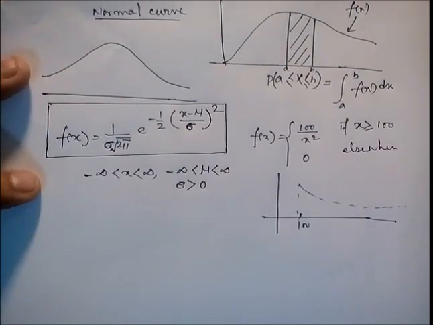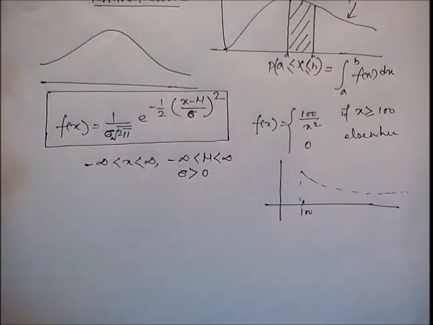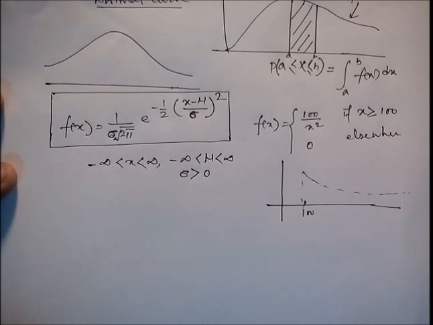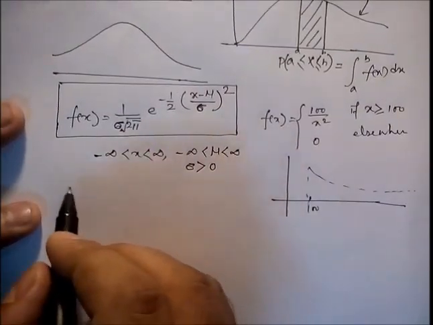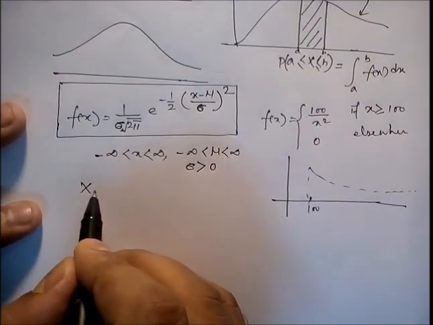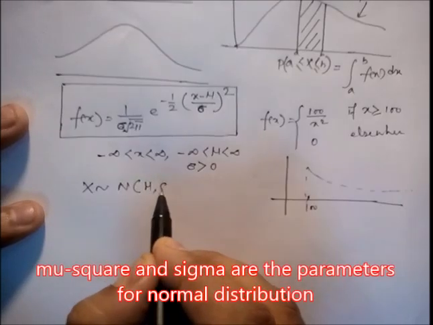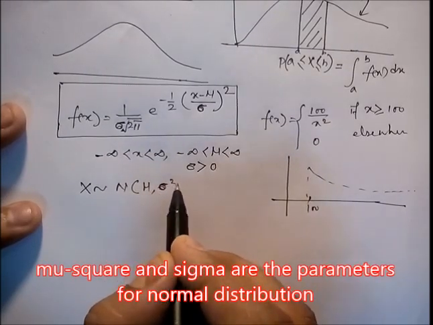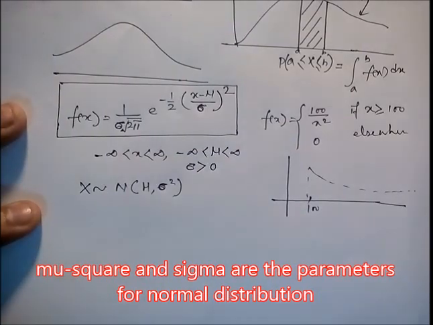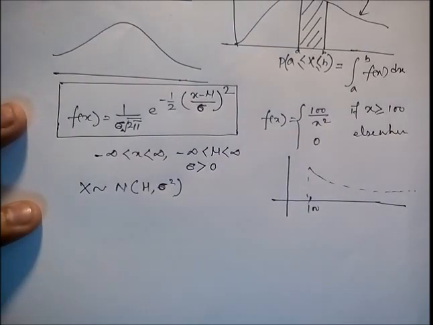Okay, now a random variable x is said to have a normal distribution with parameters mu and sigma square. So here two parameters are there. x is a normal variable and the two parameters are mu and sigma square. These two are the parameters.